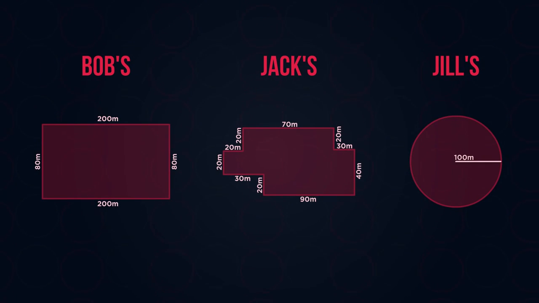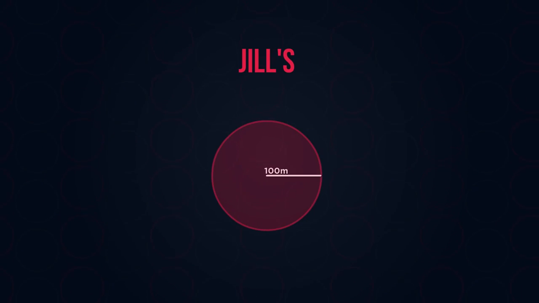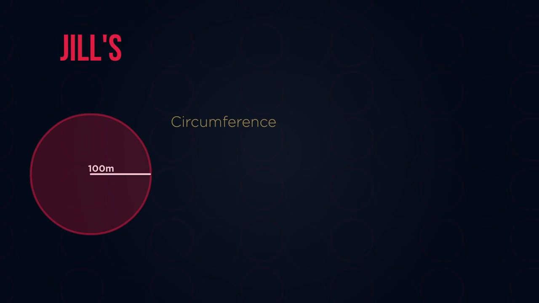So the final field fence we need to work out is for Jill. Jill's farm is different. For the perimeter, we still need to measure the length around it, but circles only have one side. Do you remember that the perimeter of circles is known as the circumference? So do you remember the equation we use to find the circumference of a circle? 2 pi radius, or pi diameter, whichever one you prefer.